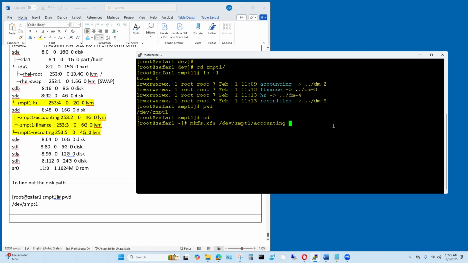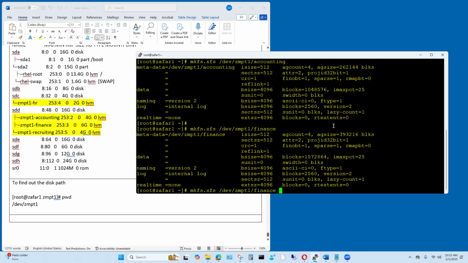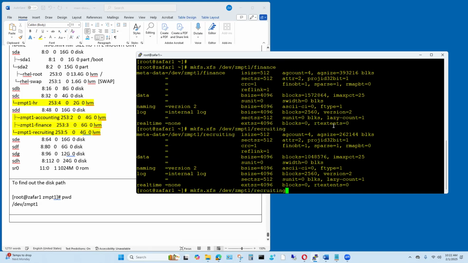Okay, so I'm going to make a file system with mkfs, and it created a file system here. Then you have to run this. Don't use asterisk here, it's too late now. Do finance, and do recruiting and HR.